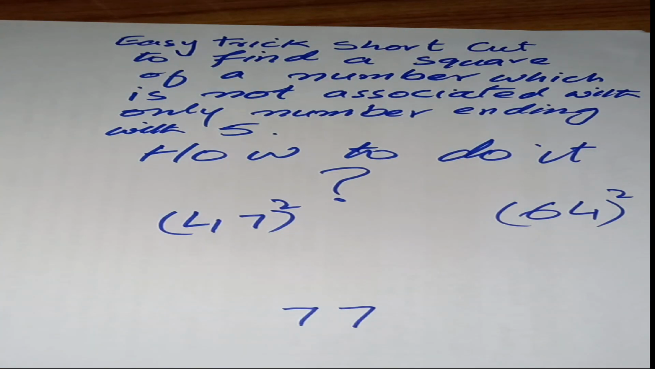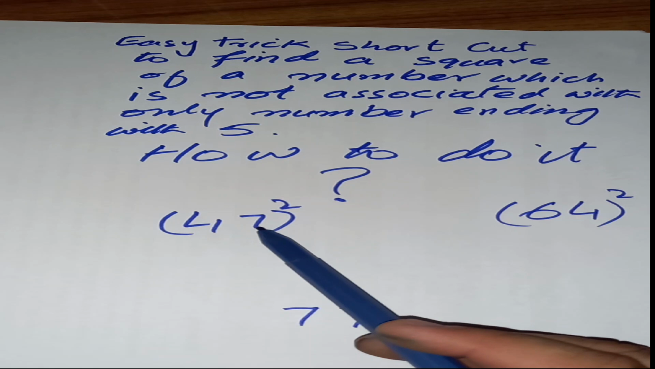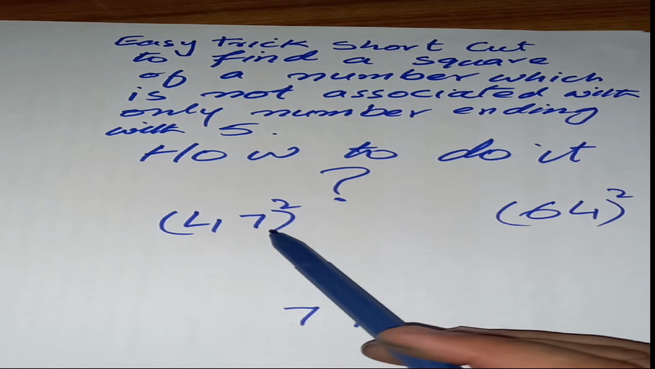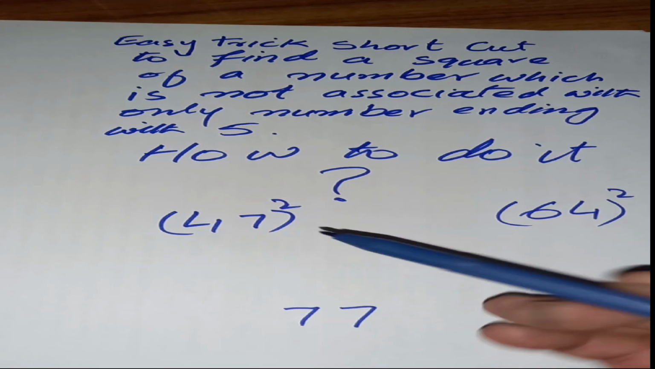Dear students, now let me introduce you to another fantastic trick that is so easy and such a shortcut, which can save you from more calculations which are time consuming. This one is to find the square of a number that is not only one ending with 5. So now it's open. It's not ending with 5, it's 47. So how do we find 47 square?